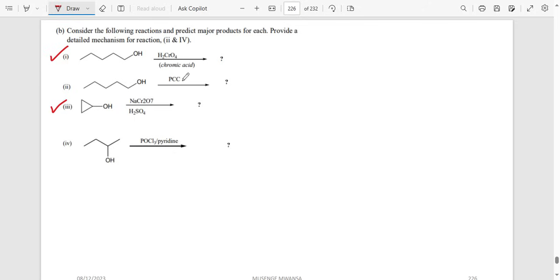Even PCC converts a secondary alcohol to a ketone. But a primary alcohol, PCC doesn't convert to a carboxylic acid; it converts it to an aldehyde. These reagents don't convert tertiary alcohols. There is a question which came in test 2.